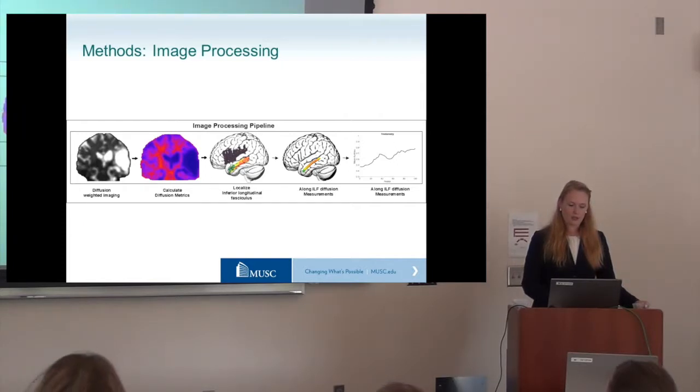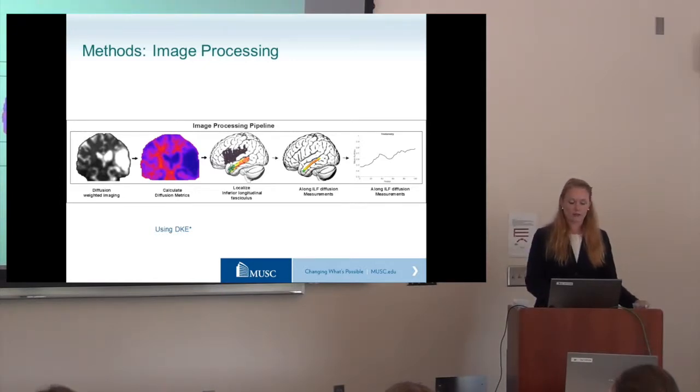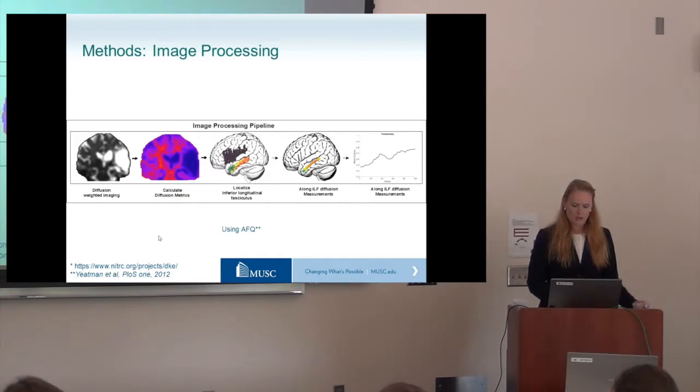Next, we calculated mean kurtosis. So this is an example of a mean kurtosis map where you can see that the complexity of the tissue is severely reduced already in this white matter surrounding the lesion. You can calculate the kurtosis tensor using some software that's available online for everybody called DKE. And here's the link on the bottom.